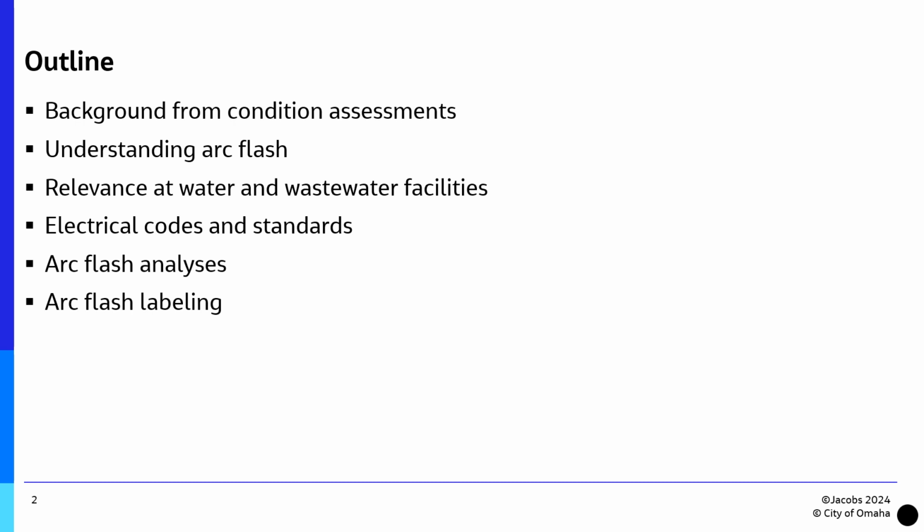Here is an outline of our presentation today. We will give a background about the condition assessment project that necessitated this arc flash project at wastewater facility sites across the city of Omaha. We will explain what arc flash means and take a look at arc flash hazards at water and wastewater facilities. There are slides that will touch upon the electrical codes and standards that drive these studies, followed by arc flash analysis, including understanding electrical one-line diagram and protective device coordination curves. Finally, we will look at arc flash labeling and what that means for worker safety.